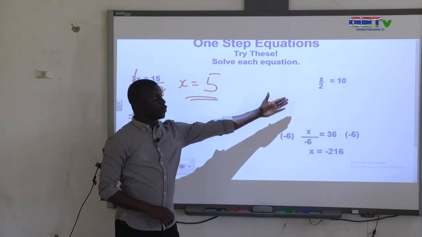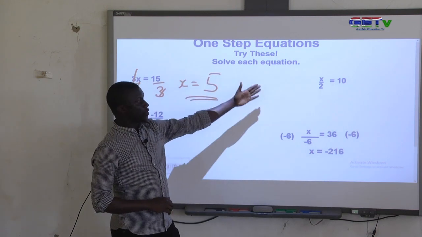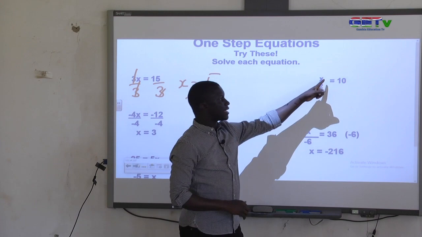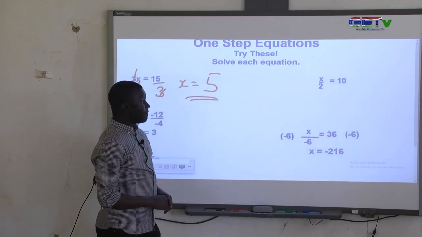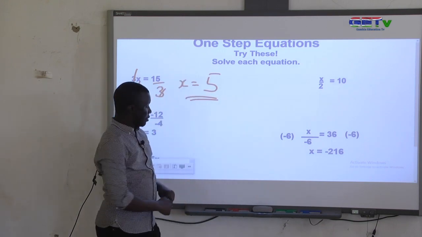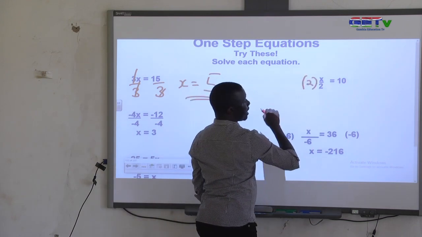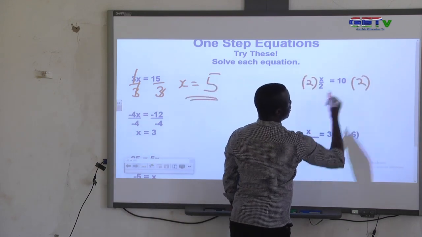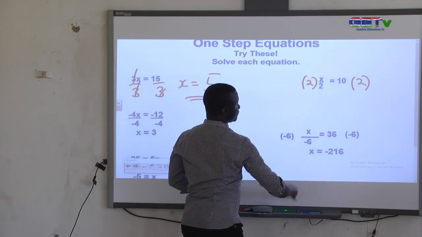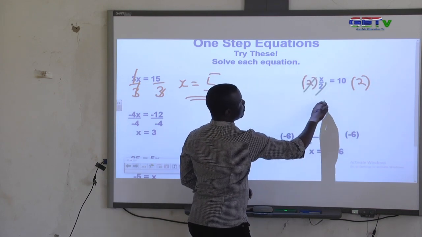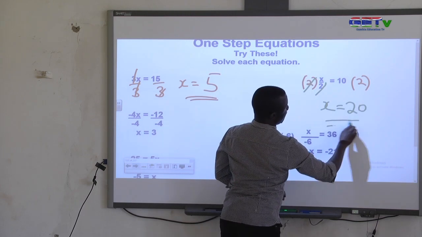We have x over 2 equals 10. First, our operation here is a division because we are dividing x by 2, which equals 10. So the inverse of division is multiplication. So let's multiply both sides by 2. Multiply here by 2, and multiply here also by 2. So this 2 will undo this 2, and we have x equals 10 times 2, which is 20.